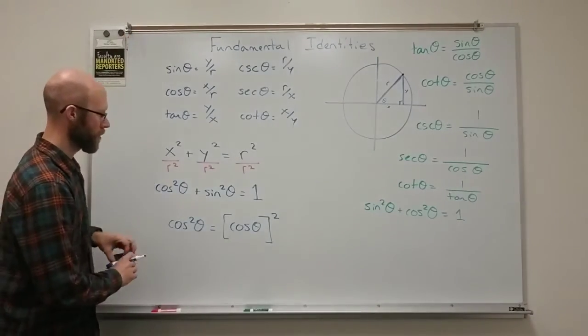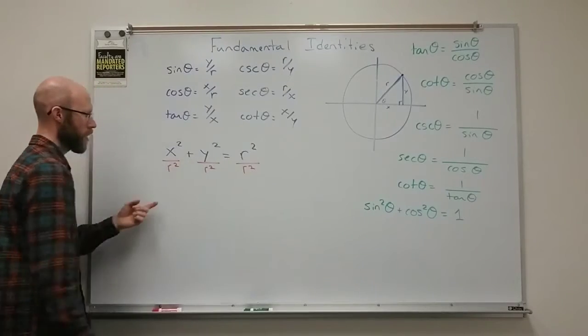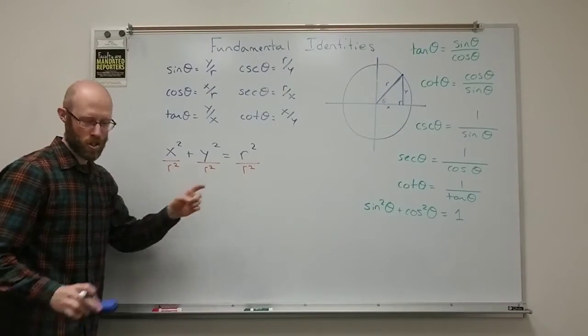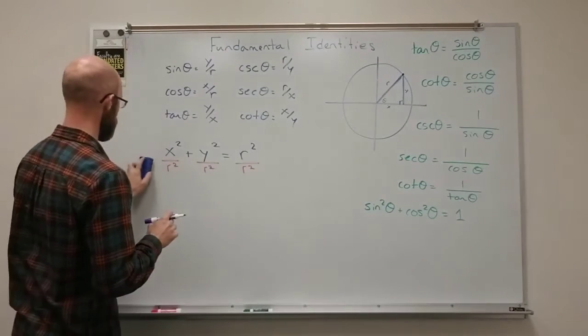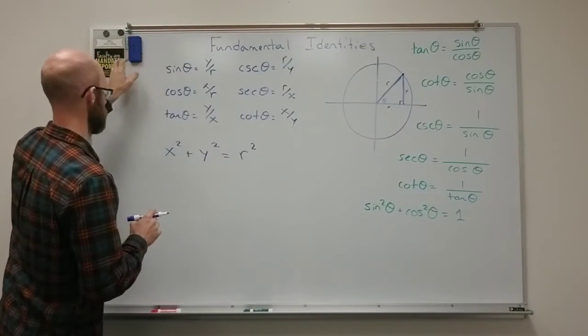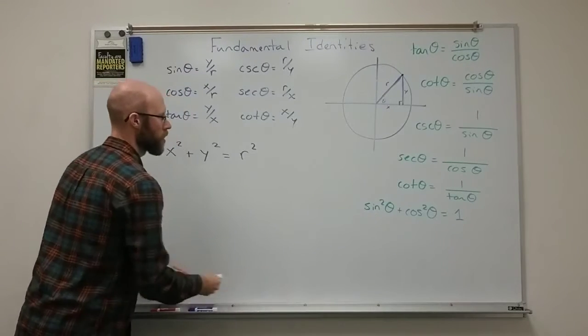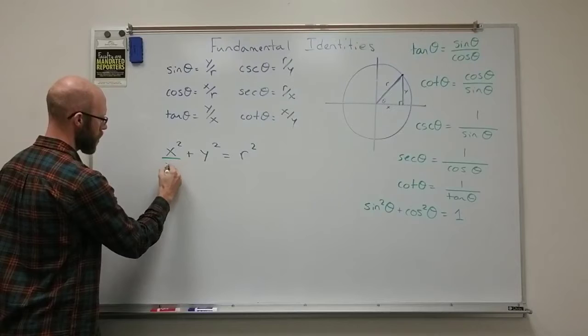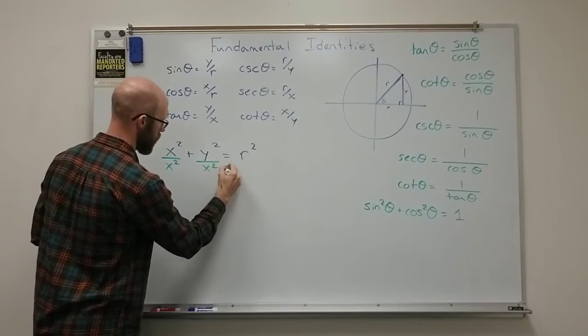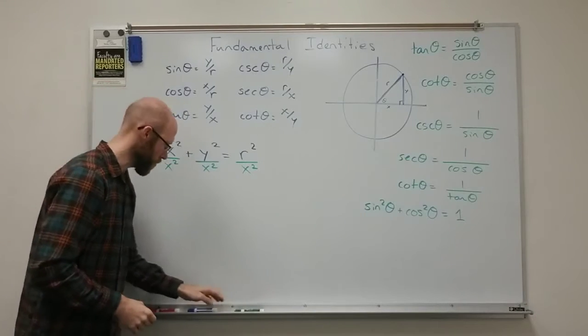All right. Now, if I repeat this process, but instead of dividing by r squared, let's say I wanted to divide by x squared, for instance. Do that in another color. So if I divide by x squared, divide by x squared, and divide by x squared, we get another set of identities.